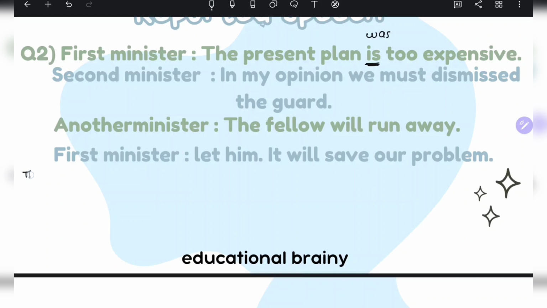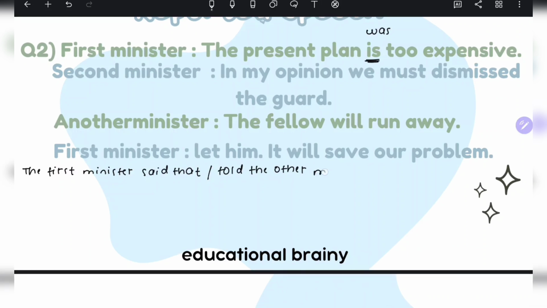So how to write this? The first minister said that, or if you are going to use said, then you can add that after it, or you can write told. You should not write told that. You can write said that, but told the other. He's talking to the other minister. Don't write second minister, just write other minister.